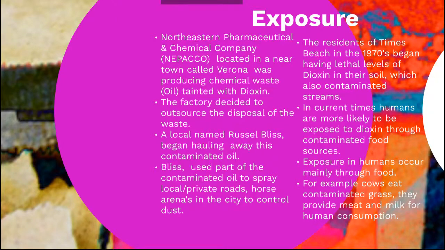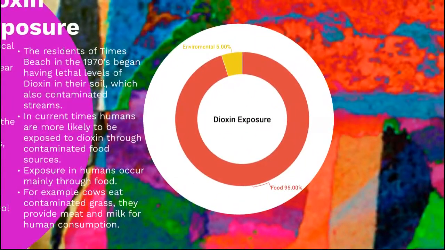The residents of Times Beach began having lethal levels of dioxin in their soil because of the oil that was mixed by Russell Bliss. The oil was the NEPACCO oil and his own oil. The majority of the people who got sick in Times Beach were affected because the soil was contaminated. In present day, people are generally affected by dioxin through food.